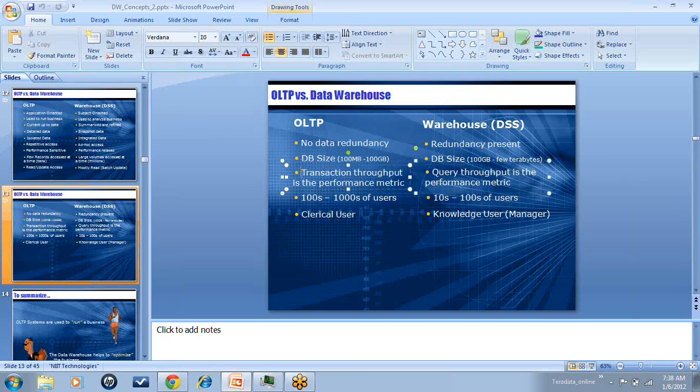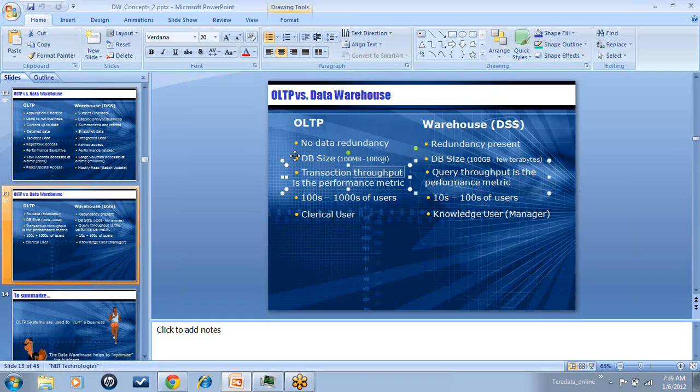And transaction throughput is the performance metric. How do we measure the performance of OLTP systems? Through the throughput. What is throughput? Throughput is nothing but the number of transactions that can be performed in a particular period of time. Per hour it is capable of doing 100 transactions. That is the performance metric for the OLTP system. If in an hour 200 transactions are being done, the performance is good.